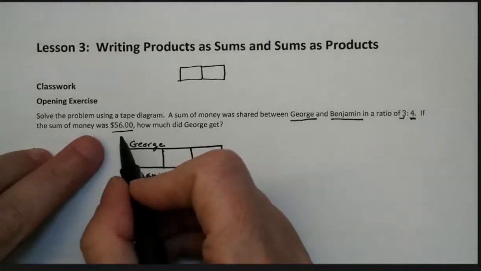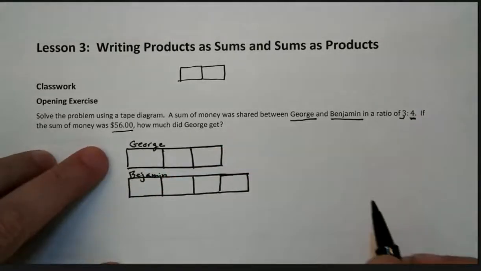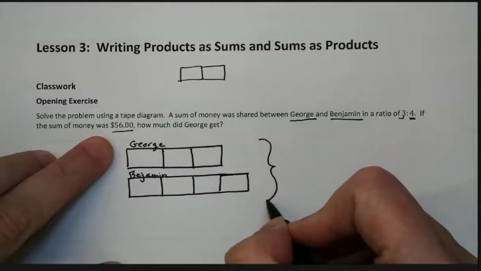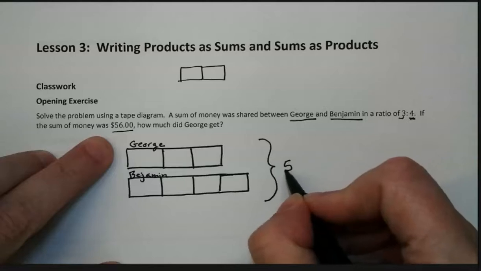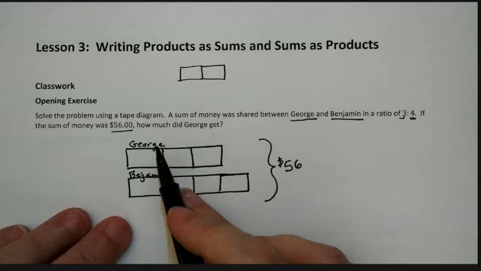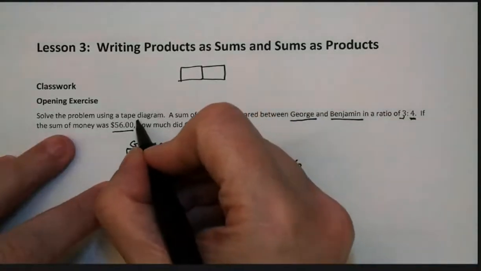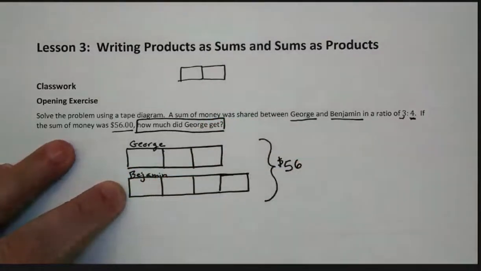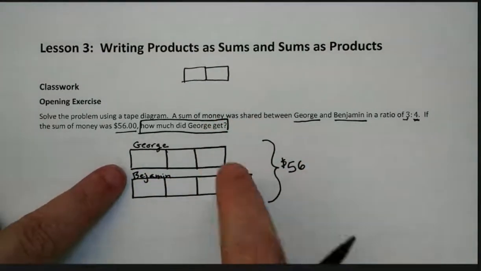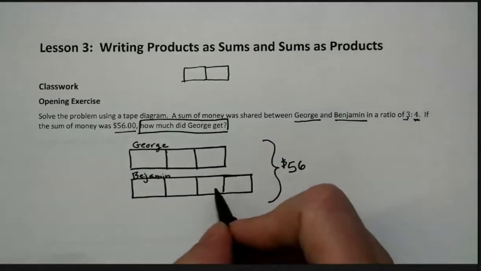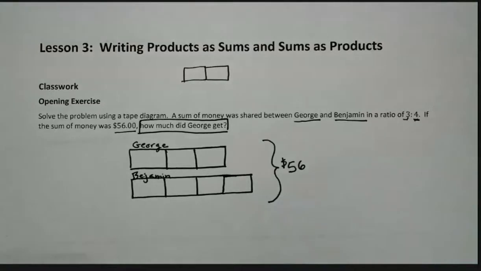Okay. If the sum of money was $56, how much did George get? So we're being told right now that the sum, so both of these put together, is $56. And we need to figure out how much George got. I'm going to circle that right now because that's the biggest problem with a lot of math lessons is that students forget what's being asked. So we need to figure out how much George has, and we have 1, 2, 3, 4, 5, 6, 7 portions that this 56 is broken up into.